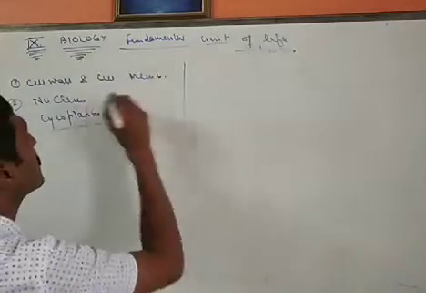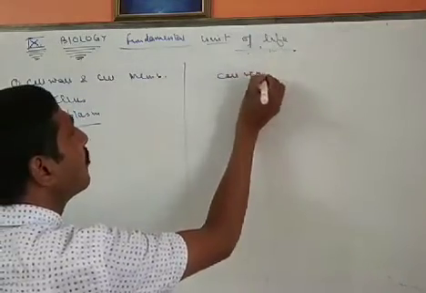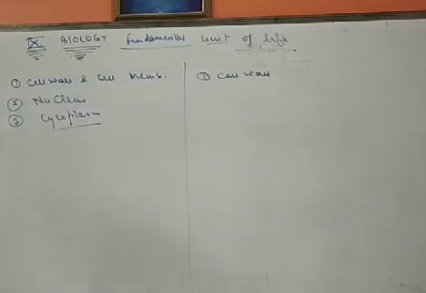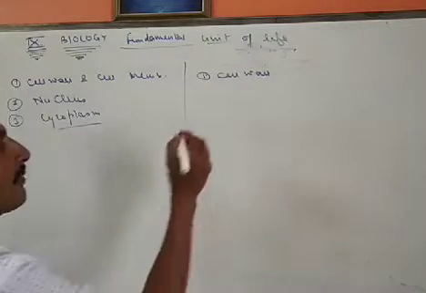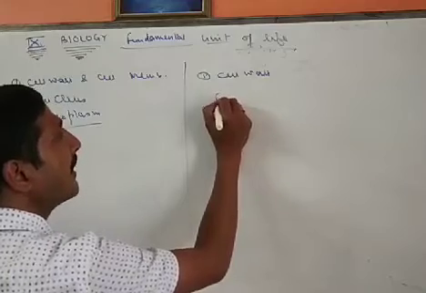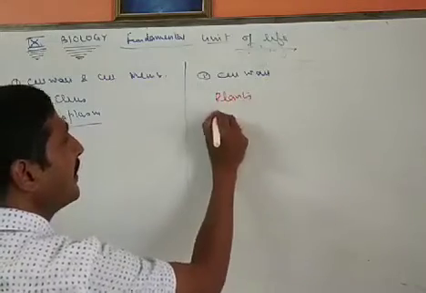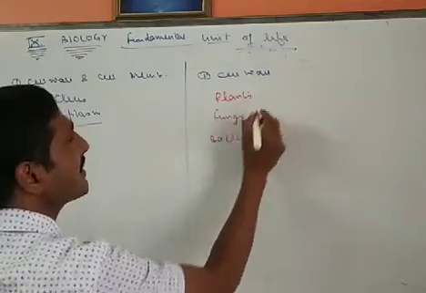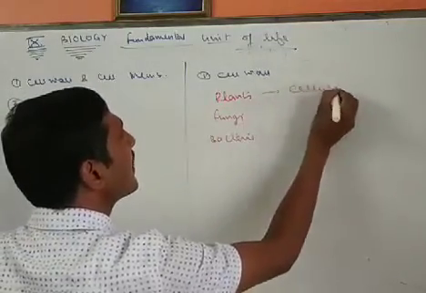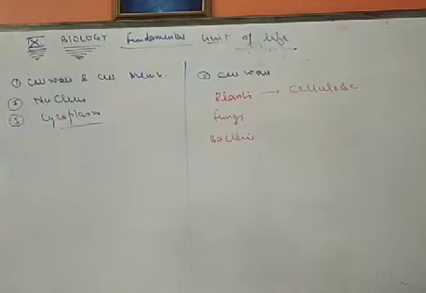Starting with the outermost part, that is cell wall. Let me discuss cell wall. Cell wall is the outermost structure of a plant cell. It is exclusively present in plants only and absent in all animal cells. Cell wall is also present in some fungi and bacteria. In different organisms, it is made up of different substances. In case of plants, the cell wall is made up of a carbohydrate called cellulose.